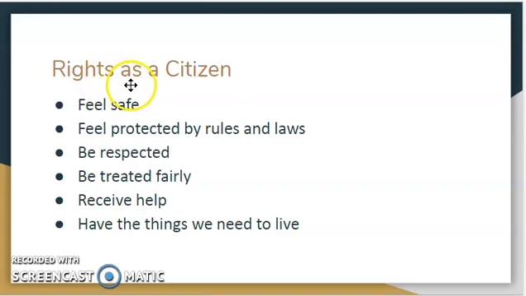The rights that we have as citizens are that we have the right to feel safe, we have the right to feel protected by rules and laws, we have the right to be respected, we have the right to be treated fairly, we also have the right to receive help, and we have the right to have the things we need to live. So here, the right to have the things that we need to live, we have the right to have food, to have shelter. So those are the things that we have the right to have.